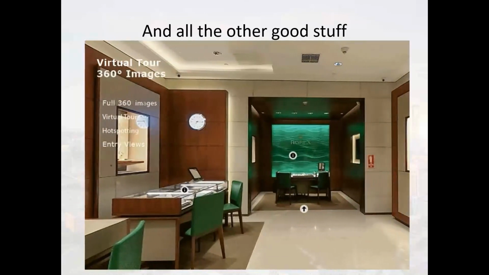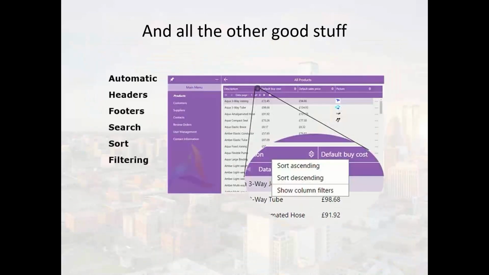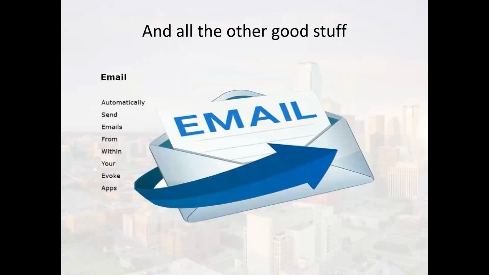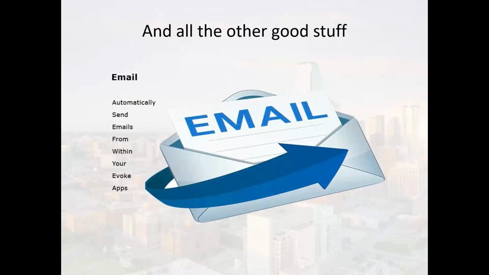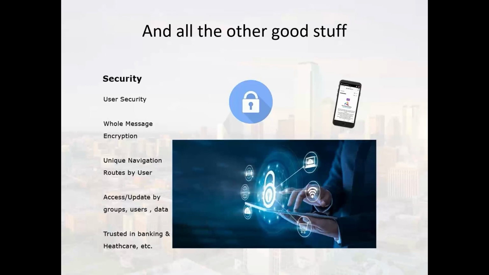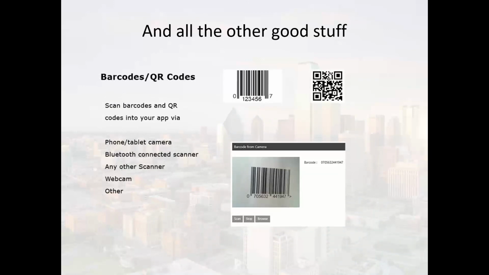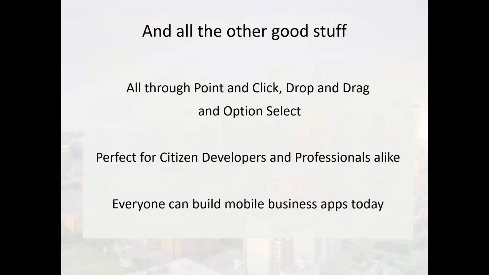There's a full capability for 360-degree virtual tours, including hotspotting, and all of the tables have headers and footers built in. I mentioned earlier, you choose the fonts, sizes, colors, styles, and spacing that you want, and you can email directly from the app automatically or invoke an email system. There is, of course, full security. We have users in the healthcare and financial services industries, so the system has been fully checked out, and there's barcode and QR code scanning included as standard.